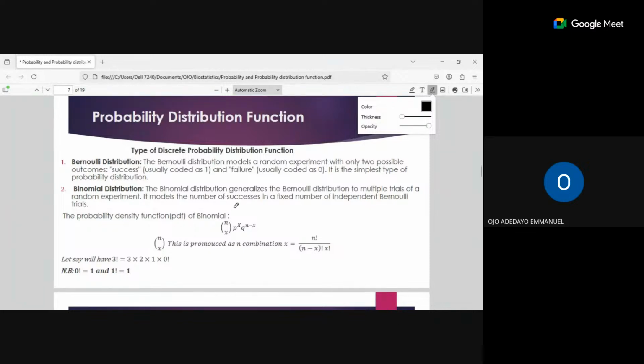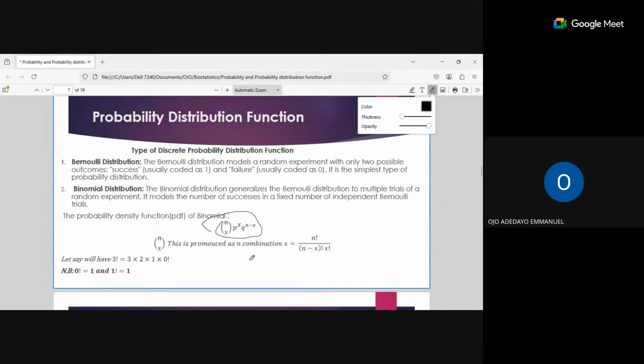Now, look at this. The probability density function of a binomial. I don't know if you've seen this formula before, maybe from your class. So this simply means n combination x, then p raised to the power of x, then q raised to the power of n minus x.